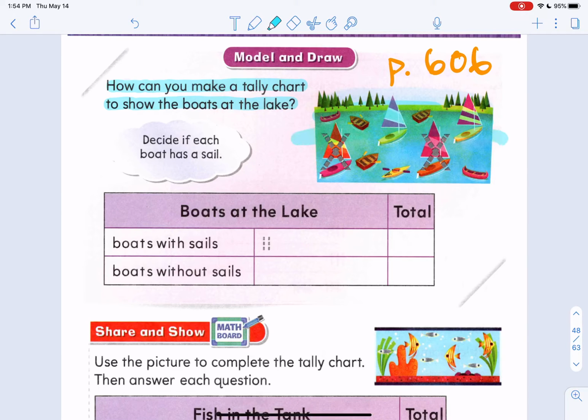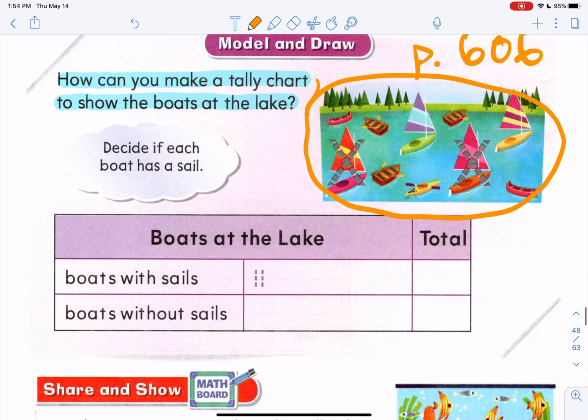Well, here are the boats. Oh, maybe you can't really see that. Here's a picture with all the different boats at the lake. Now, we're going to have to look at this carefully. I'm going to make this a little bit bigger. You can follow along in your book. Let's look at that tally chart, and maybe this will help. It says boats at the lake. And what are the choices? It says boats with sails. Oh, the sail is this part of the boat.